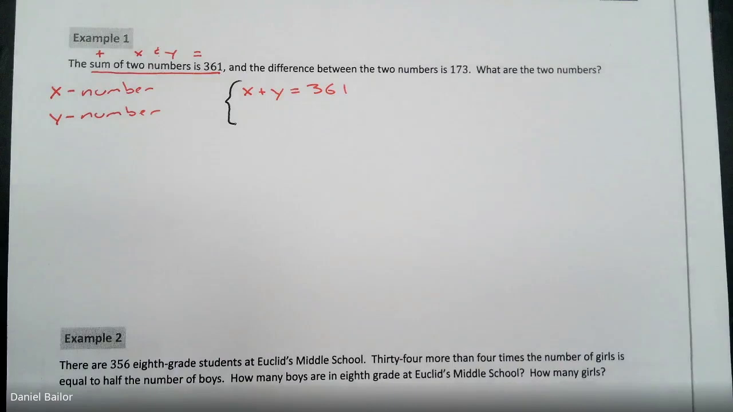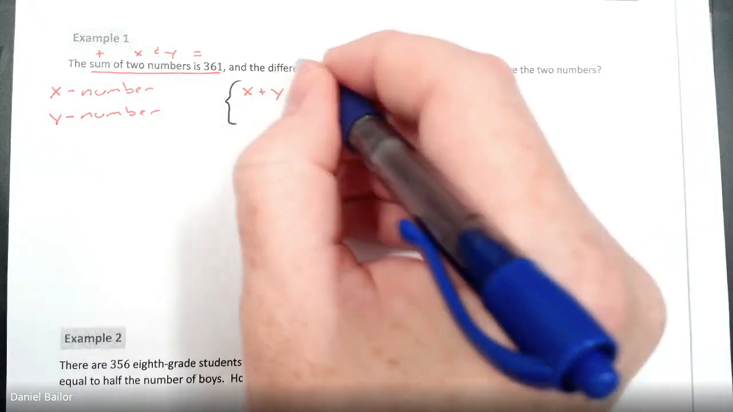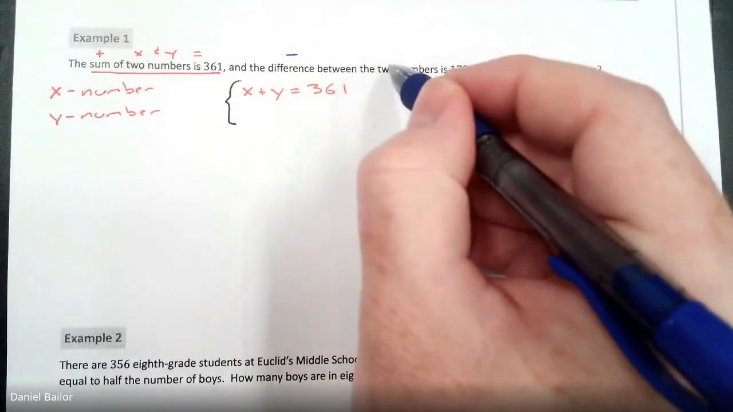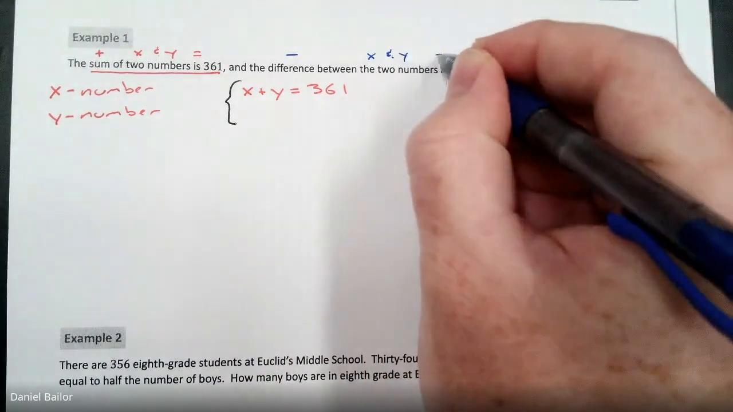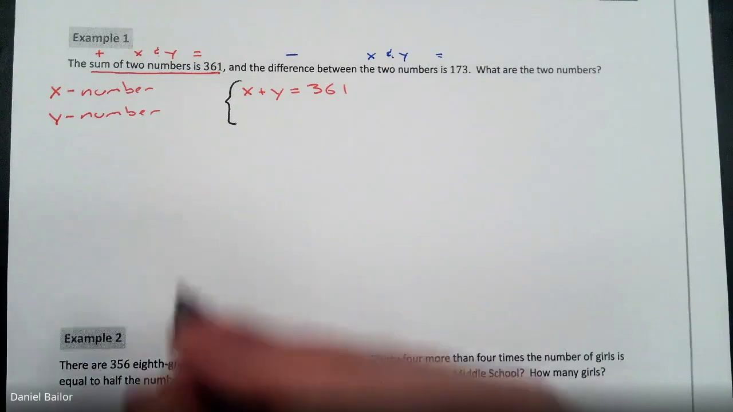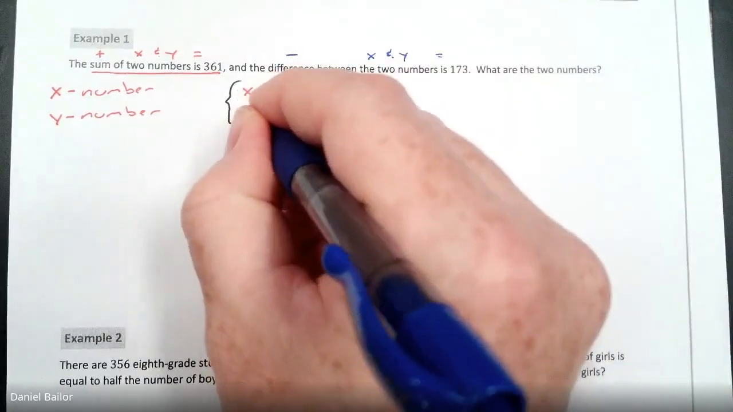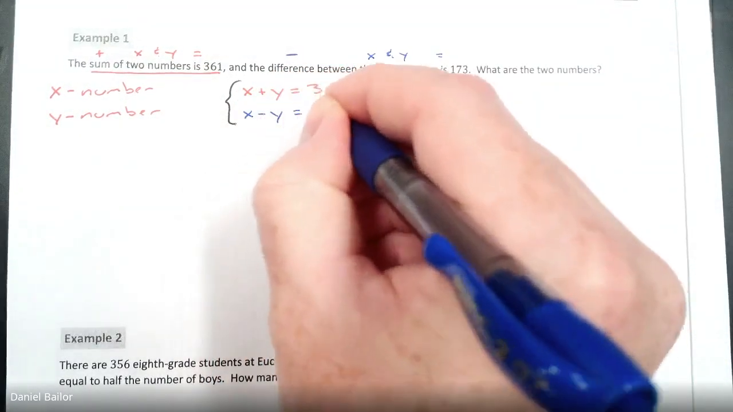What else do I know? I know the difference, which means subtract, between the two numbers. So the difference with x and y is 173, which means x minus y equals 173.